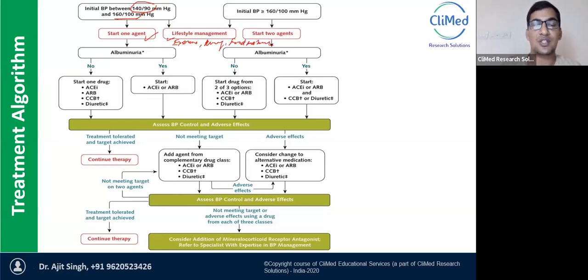Okay, lifestyle modifications. So one agent means any, based on the albuminuria. If you have albumin in your urine, then you can start the patients on ACE inhibitors or ARB. ACE and ARB are the first choice of the drugs in hypertension anyways, whether the patient is having albuminuria or not. In the patients who are having blood pressure from 140 to 160 SBP and 90 to 100 DBP, you can start with ACE inhibitors or ARBs. Whether they have albuminuria or not, low dose ACE inhibitors are recommended.